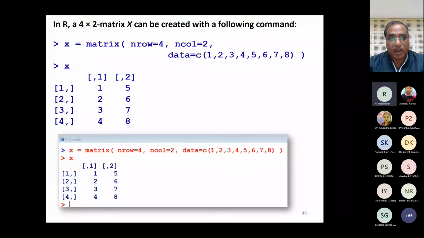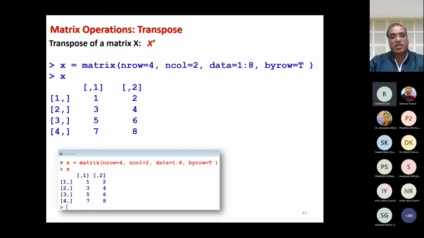Now let me consider the same thing. I have this matrix X, and I try to make different types of operations on it. One operation here is transpose. What do you do in the transpose? The rows and columns are interchanged. Rows will become columns and columns will become rows. So for that, we have an operation.